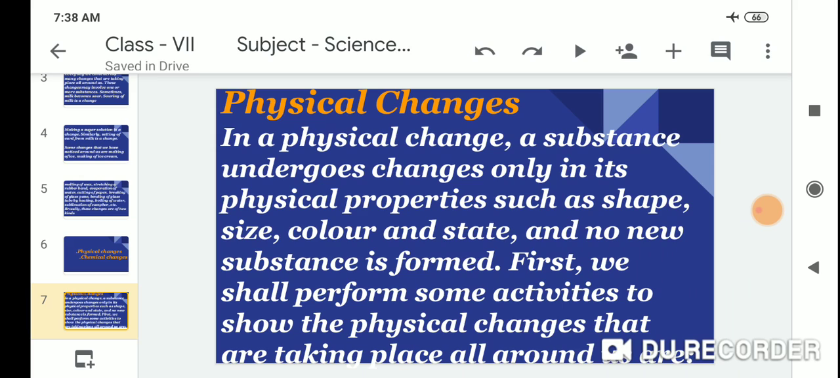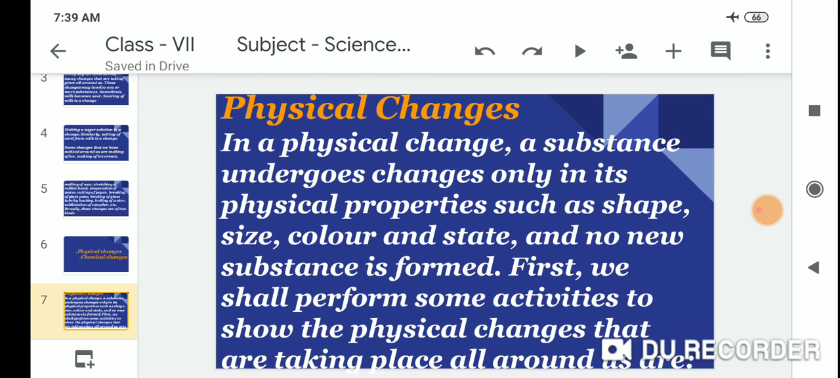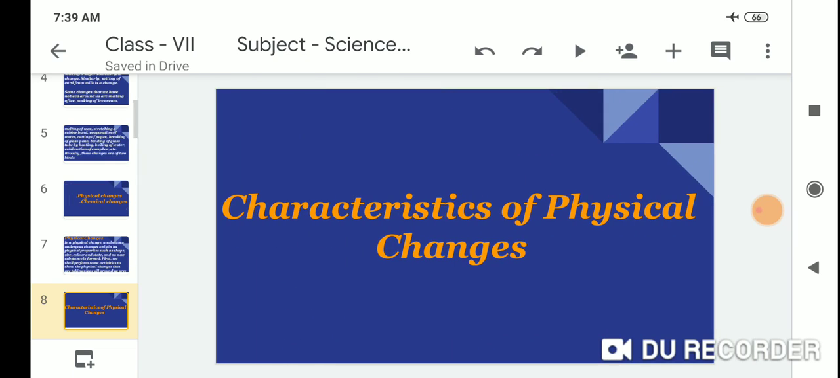Physical change. In a physical change, a substance undergoes a change only in its physical properties, such as shape, size, color, and state, and no new substance is formed. First, we will perform some activities to show the physical changes that are taking place all around us, and the characteristics of physical change.